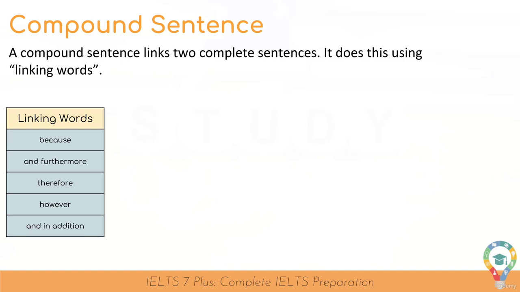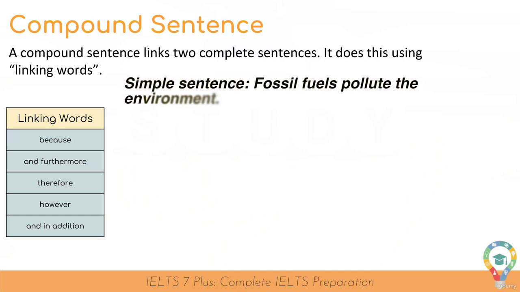You can see to the left of this page I have my linking words table, and I'll show you a few examples now. Here is an example of a simple sentence. A simple sentence is one whole idea, and it contains a noun and a verb. They can be useful in our essay, but it's good to show a range of complex sentence structures.